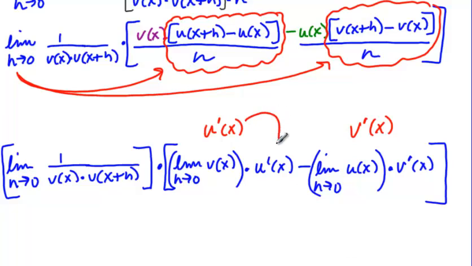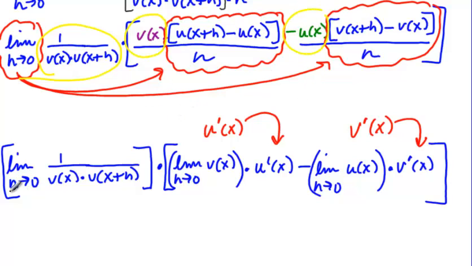This u prime of x is now right here, this v prime of x is right here, and what I've done with this limit as h approaches 0 is I've made sure to apply it to each piece that hadn't yet gotten it, which if you look back here, this part needed the limit, this part still needed the limit, and this piece still needed the limit. So I've written those in 3 separate places, and that is completely legal according to the way you can manipulate limits.